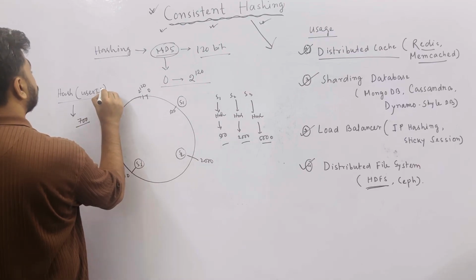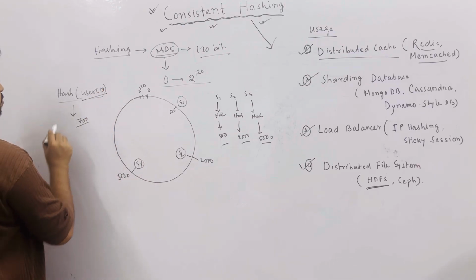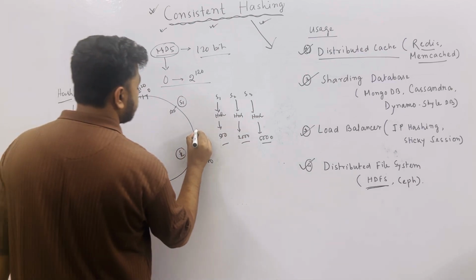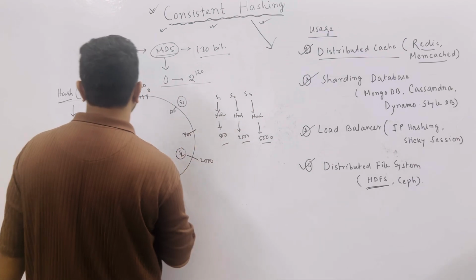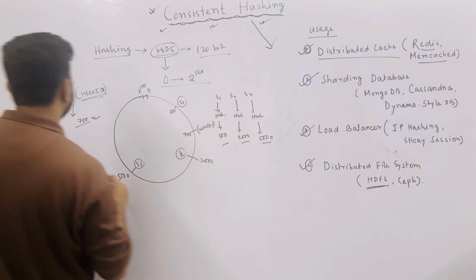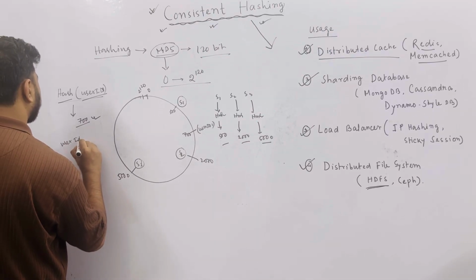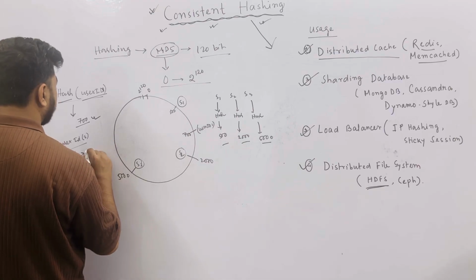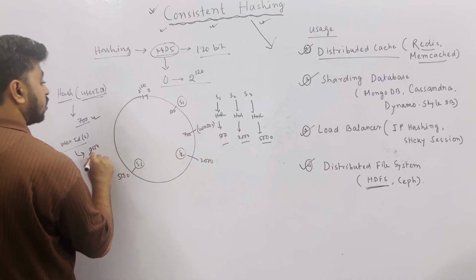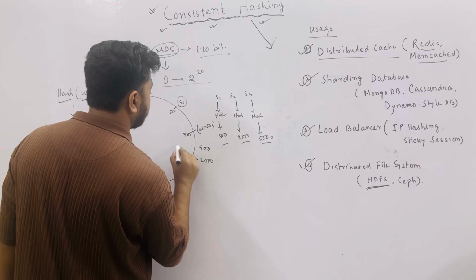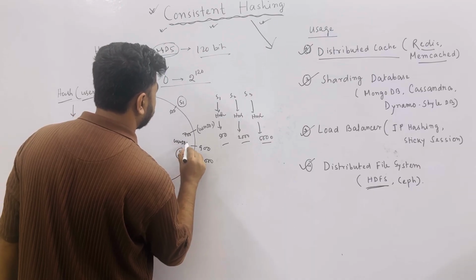So that means whenever user ID 1 is coming, the hash of user ID 1, the key, is coming with a value of 700. So it will be somewhere here, and the value is coming for user ID 1. When user ID 2 is coming, suppose I am considering the value is maybe 900, not 9000, 900. So somewhere it will be here, and this is user ID 2.